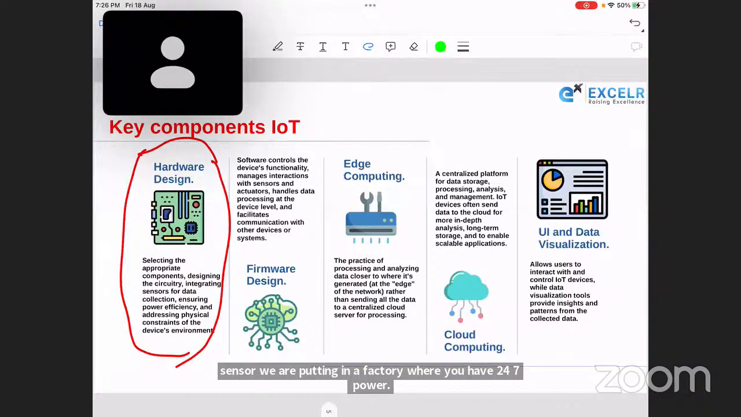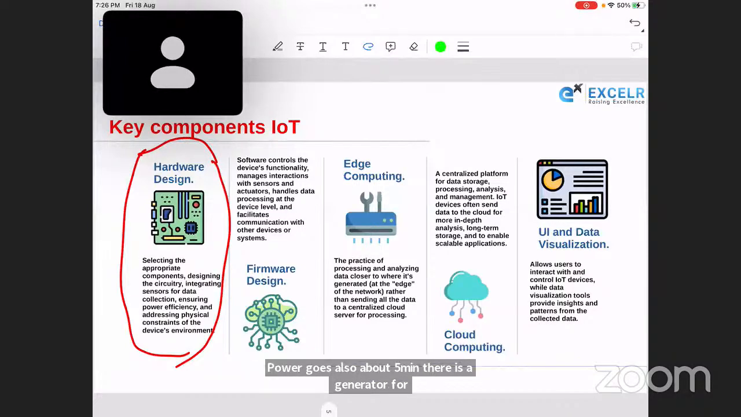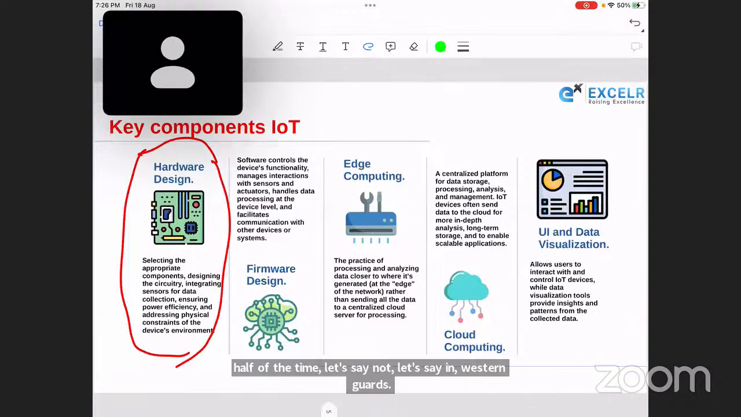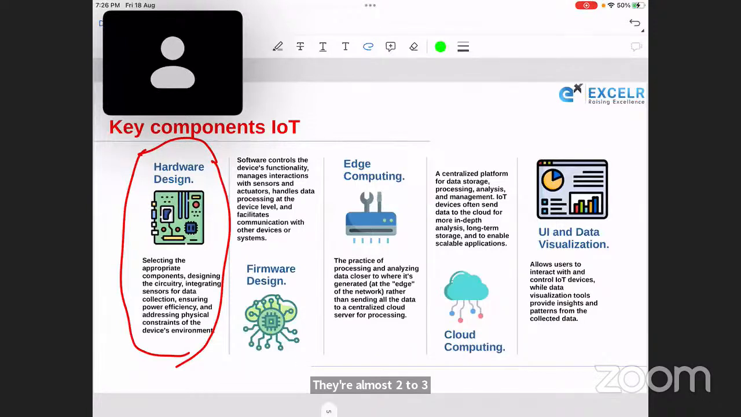And now you are putting up a sensor, let's say a weather station, somewhere in the Himalayas, where half of the time, let's say not the Himalayas, let's say in the Western Ghats, where for almost 2 to 3 months it rains. If you are putting a solar panel, you will not have proper battery. So your battery backup should be 3 months, 4 months. Otherwise, your device will be off in that time. So these are the kind of informed decisions you have to make while addressing this.